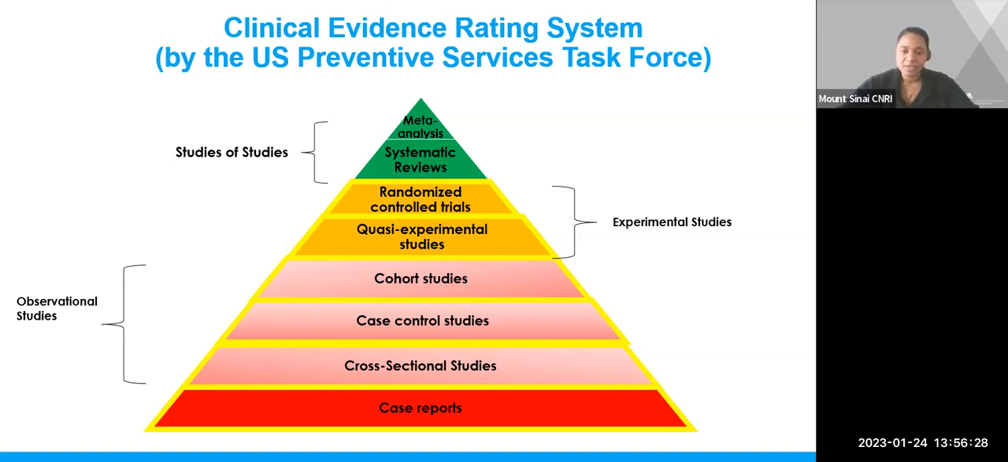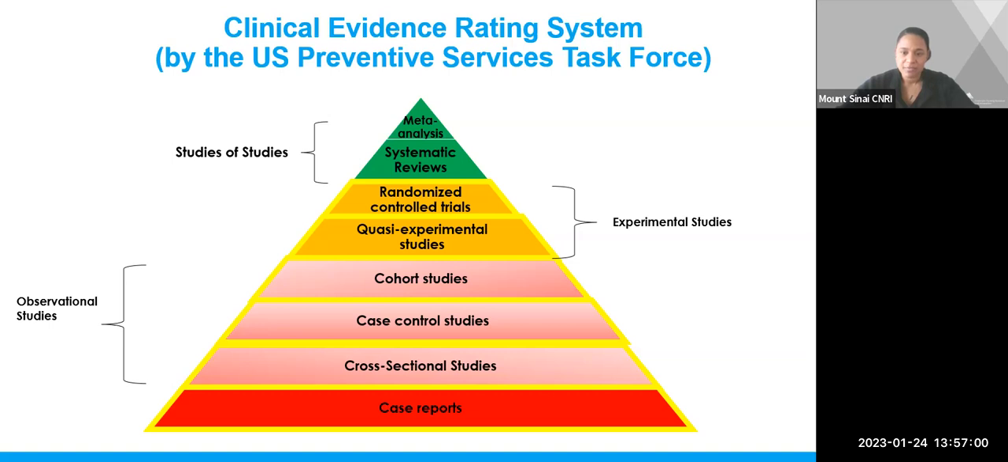As shown in the image, you can see that the evidence is categorized into three main areas: studies of studies, which is the highest level of evidence, such as meta-analyses or systematic reviews; experimental studies, such as randomized controlled trials, quasi-experimental studies; and observational studies, such as cohort, case control, or cross-sectional studies. While very important and interesting, case studies are ranked the lowest in the rating system.